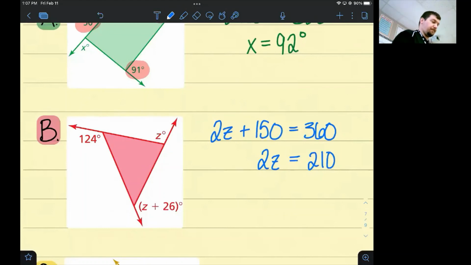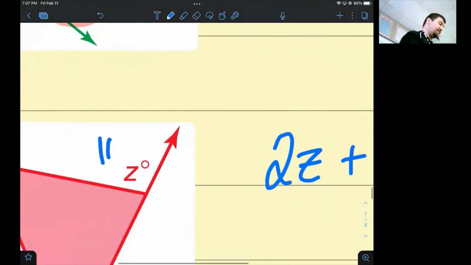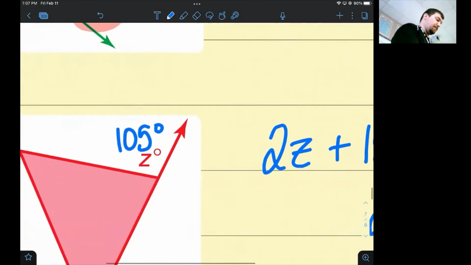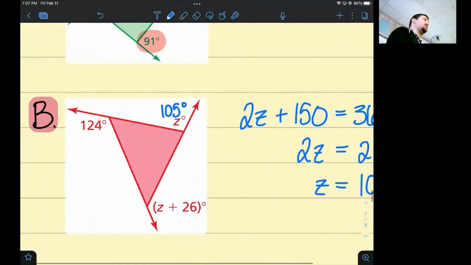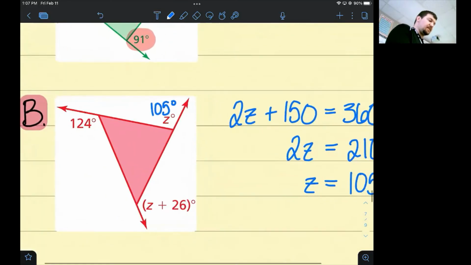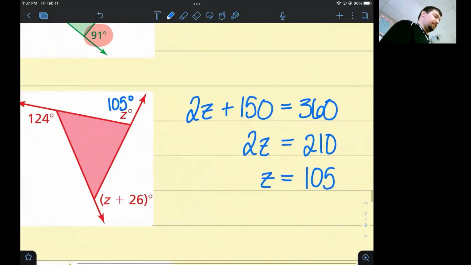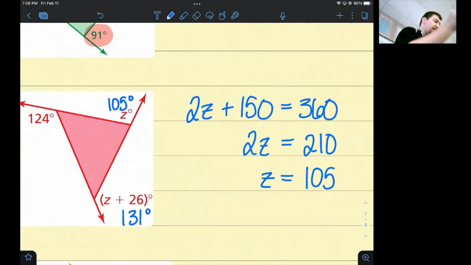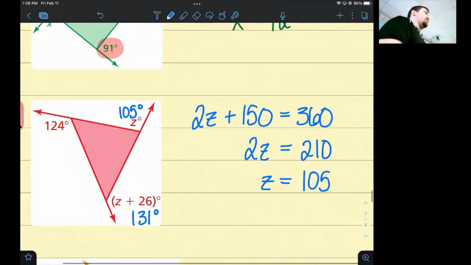Okay. All right. Z equals 105. Now, again, because it said find the measure of each exterior angle, we know that Z is 105 degrees, and we're going to put a degree symbol next to that. And then we have Z plus 26. Sky, what would Z plus 26 be? Okay, so we're going to call this a 131 degree angle. And then, of course, you could check your math by adding all those angles, which is just 3 of them here, and making sure you get 360.